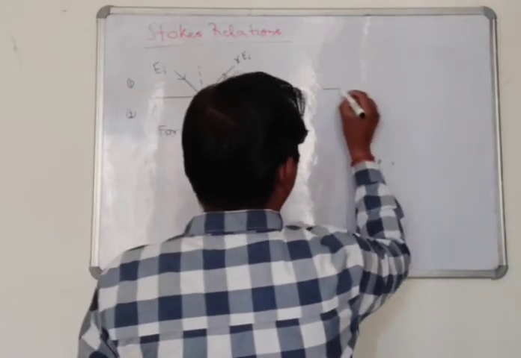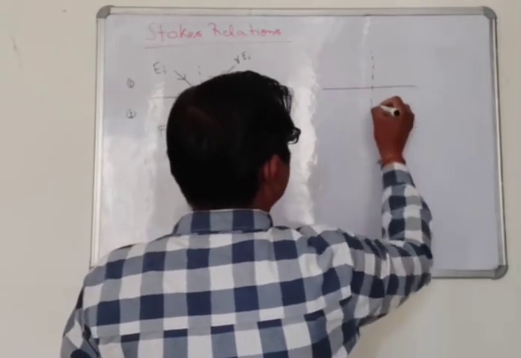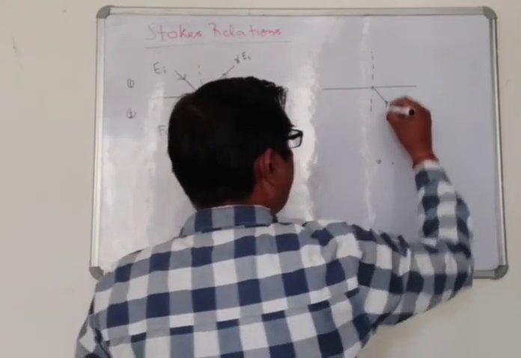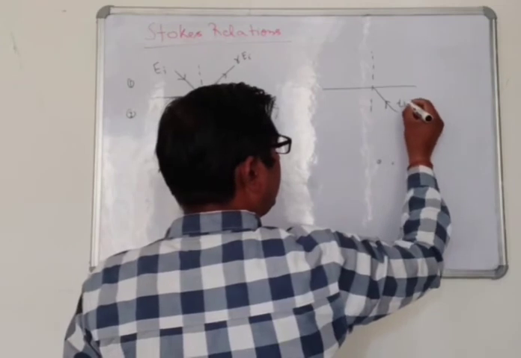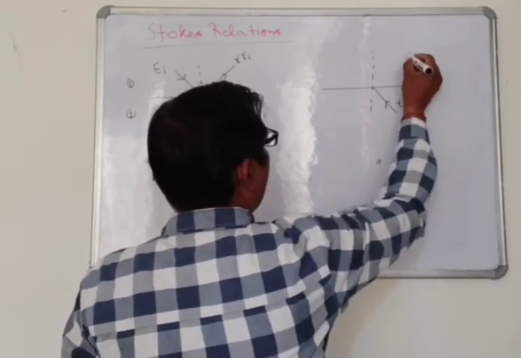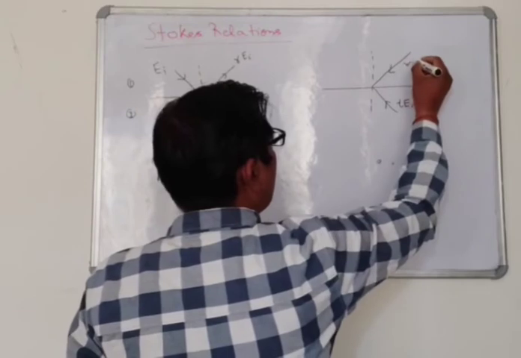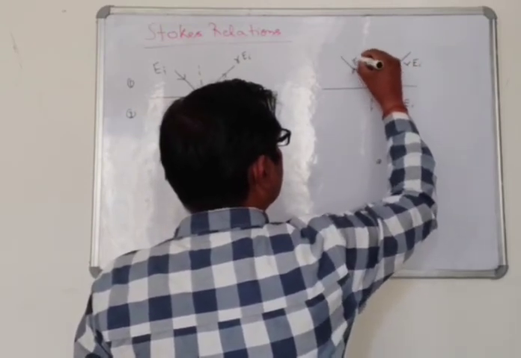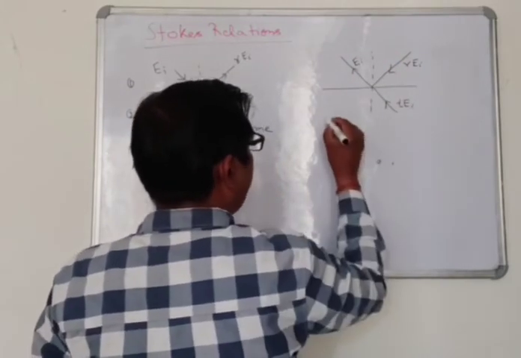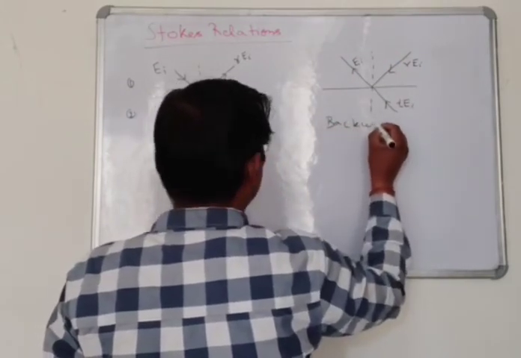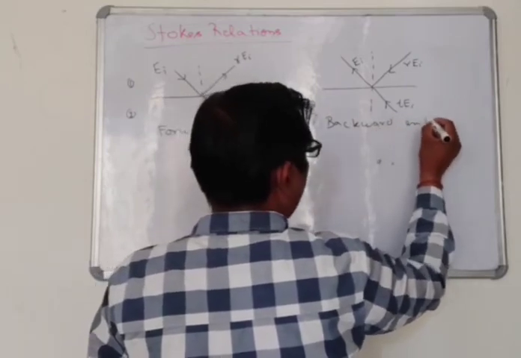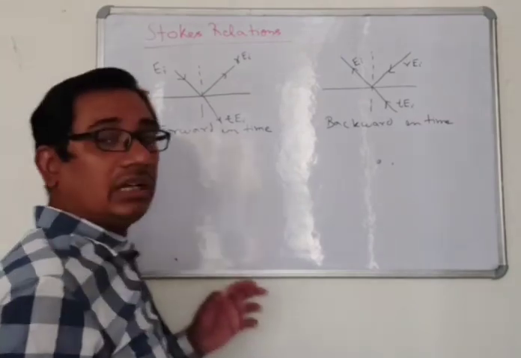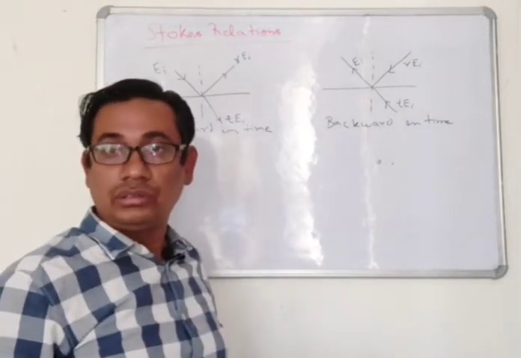Now when you draw a backward figure, suppose you incident the same energy of light here, T EI and here R EI. Then you would get EI. That is the backward in time. But it does not.